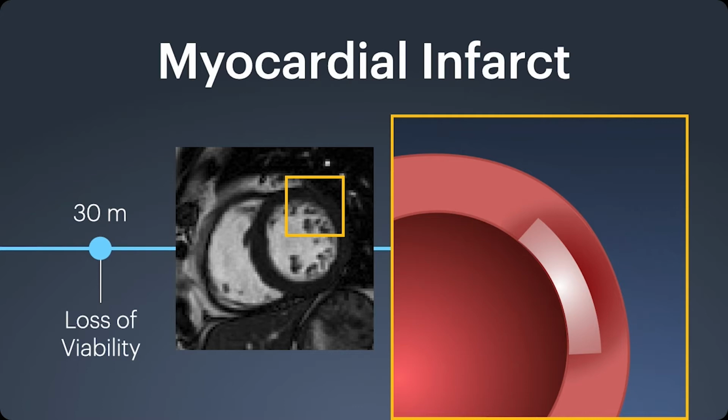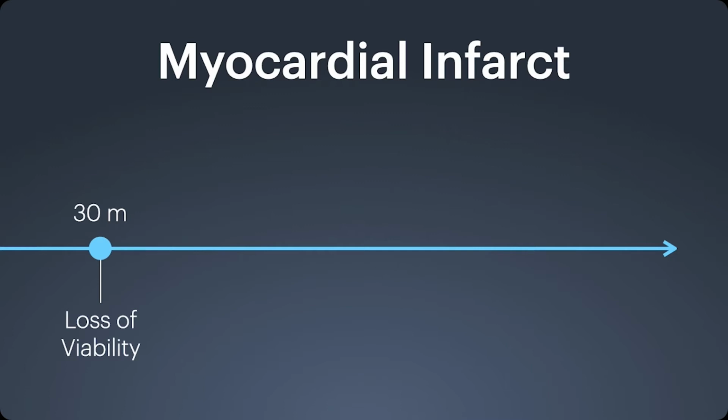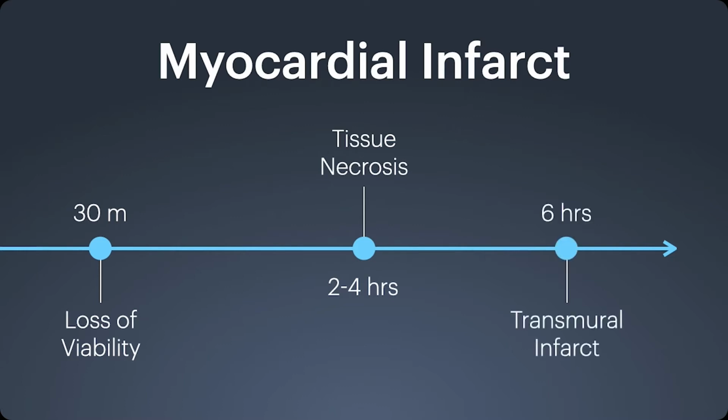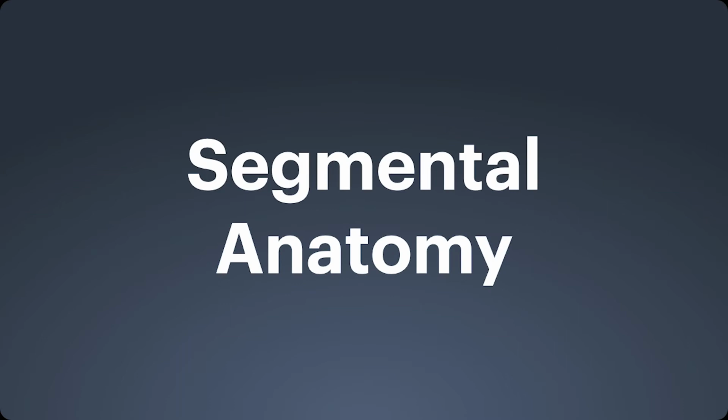Now, this loss of function and viability, eventually, if not restored, will result in tissue necrosis, and that happens anywhere from 2 to 4 hours following the initial ischemic insult. So the timely diagnosis of ischemia is very important. By the time we reach 6 hours, typically you're looking at a transmural infarct and significant functional impairment that is not going to be recoverable with intervention.